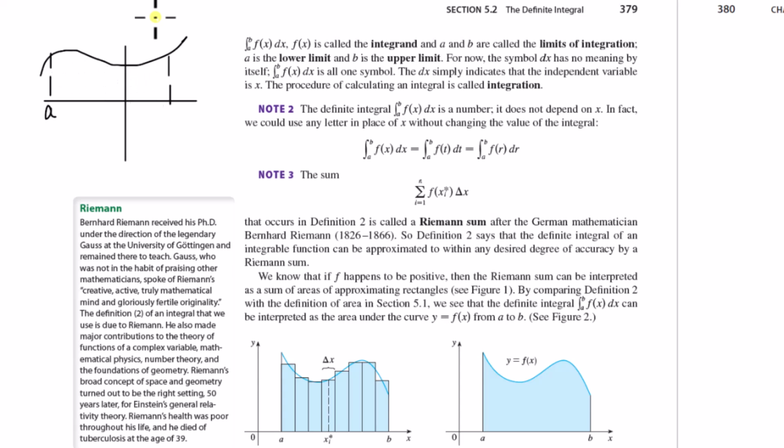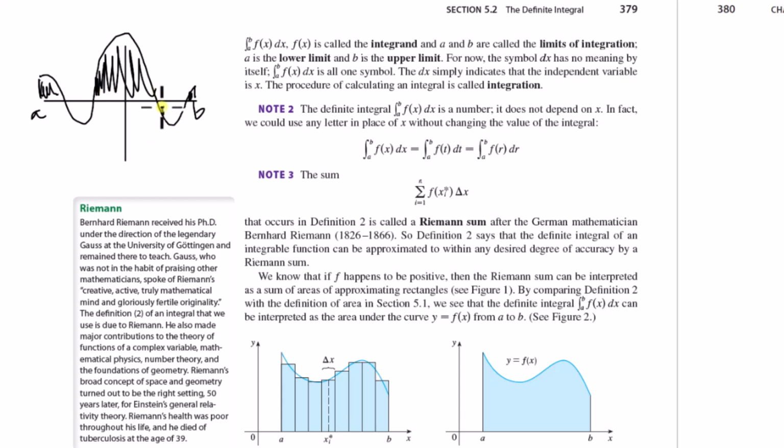It would be the exact same idea if you had a curve and you're going from here to here. So a is negative, b is positive, but it would just be the net area. You'd add this area and this area and this area, and then subtract from all that this area and this area, and it would be the net area. That would be the definite integral.